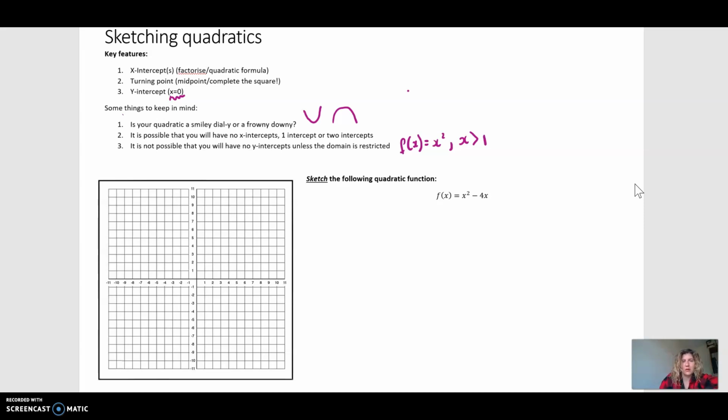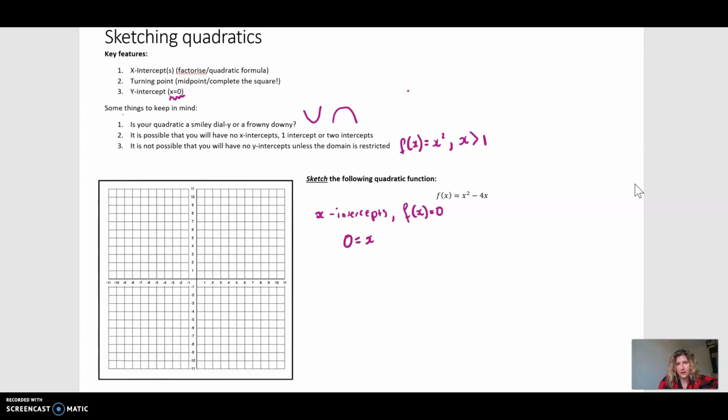Okay, so we're going to go straight into it, and we're going to sketch the following quadratic function, which is f of x equals x squared minus 4x. Okay, so for this one, the first thing we're going to do is have a go at finding the x-intercepts. So I always like to write it down, x-intercepts, comma, f of x is equal to 0, because that's what you're solving for. You're solving for where y is 0, where f of x is 0. Okay, so we let that equal to 0.